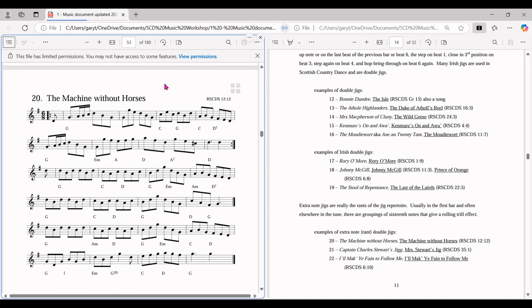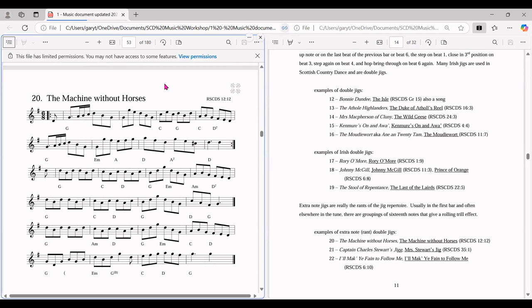This next type, extra note jigs. Is it really a category? Well, they exist out there. There are strathspeys, jigs, and reels that all use that effect. And the word rant comes to mind as something to kind of cover all of it. It's when you have something kind of trilled, as in the start of General Stuart's Reel, or in this case, a jig, The Machine Without Horses.